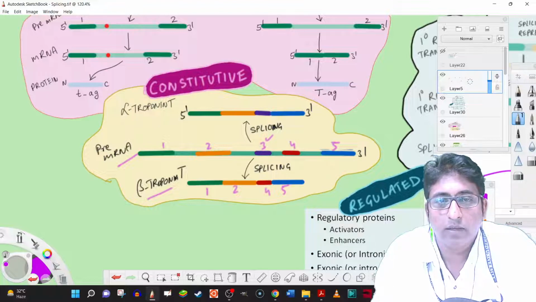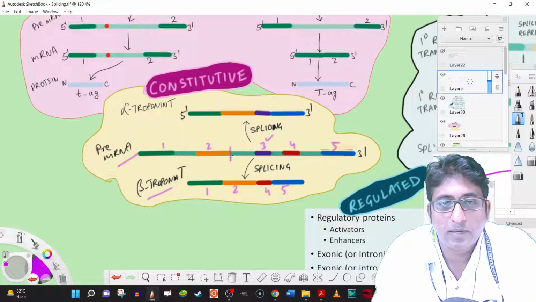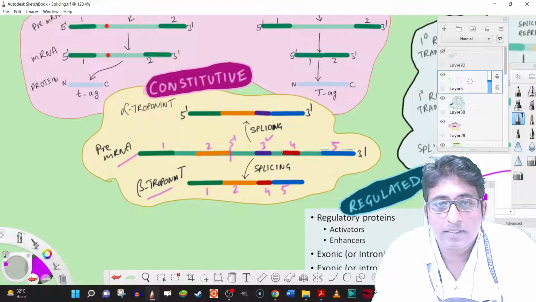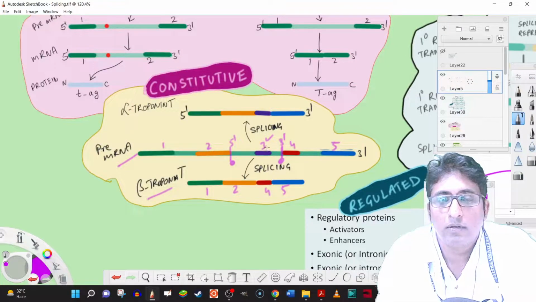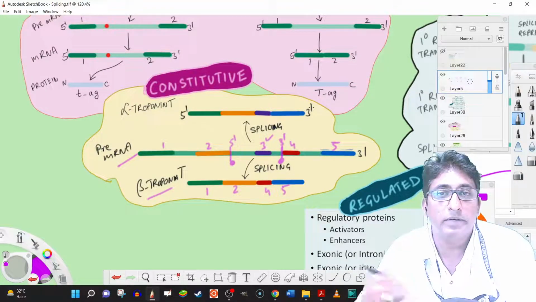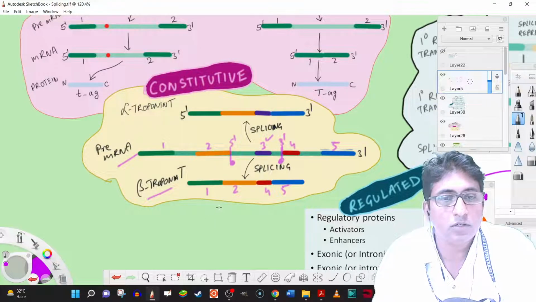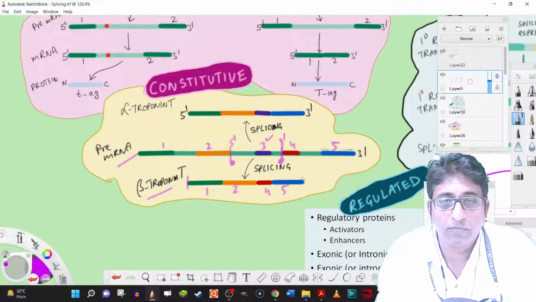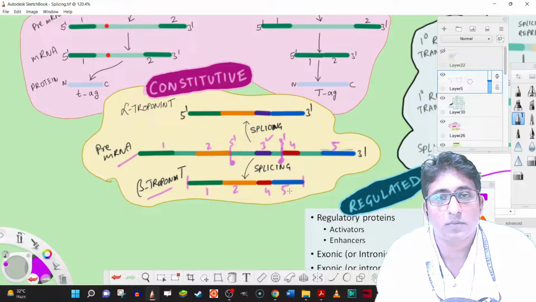This occurs with the 5' splice site at the end of exon 2, and splicing occurs between these two splice sites, this and this one. Therefore, the whole exon 3 is eliminated in this process. So we have a different type of mRNA which has a continuous open reading frame, and therefore it would produce a protein.